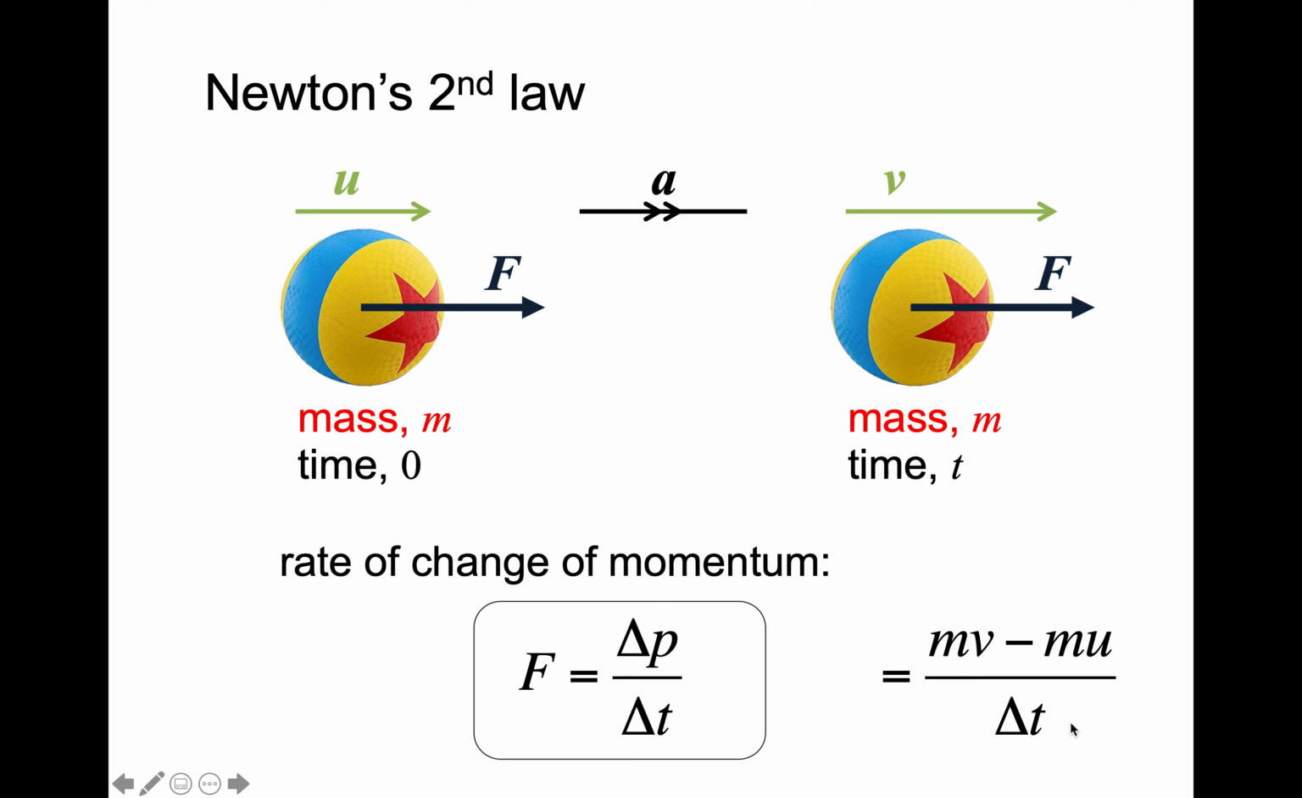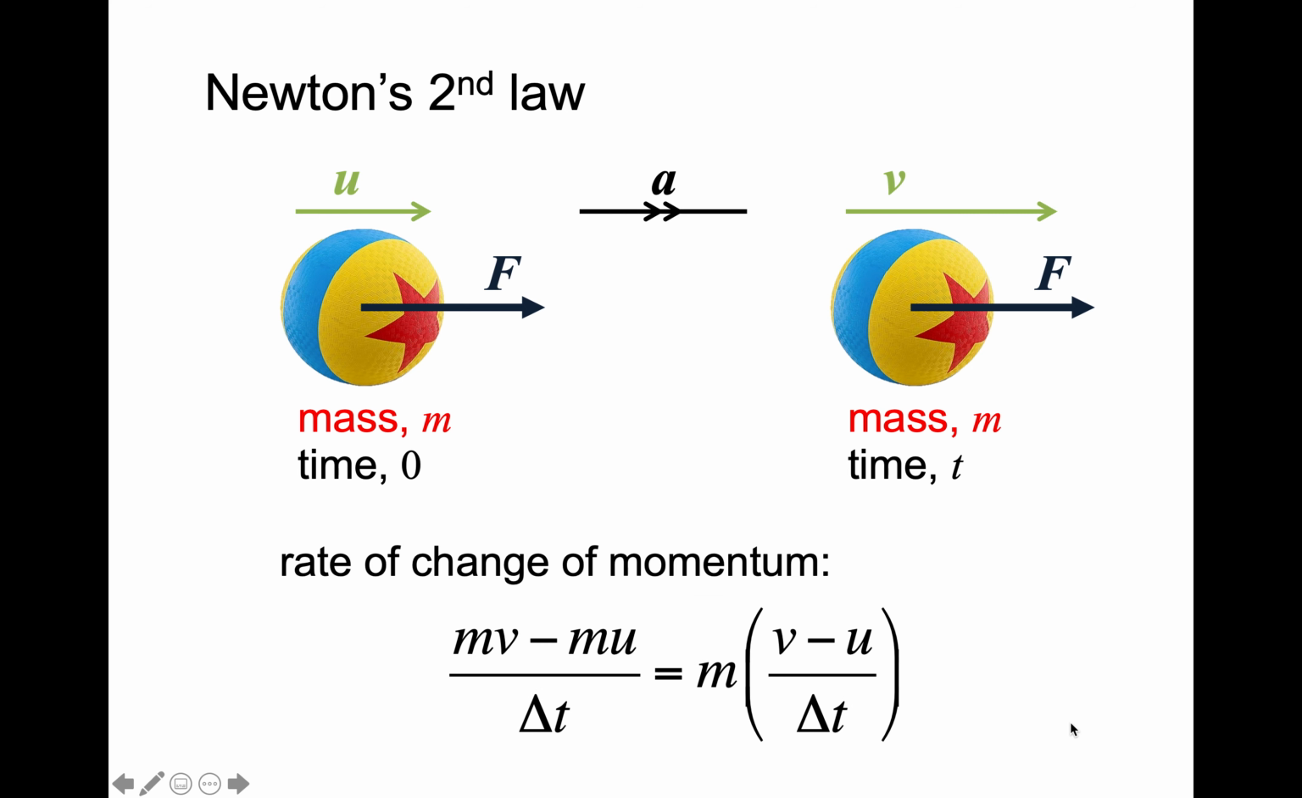Now we can do something interesting with this equation to give you a different version of Newton's second law, which might be more useful in many situations. If we have mv minus mu, the change in momentum, divided by delta t, then given one assumption, we can pull out m and have v minus u divided by delta t. Now, what was the assumption? The assumption, and this is important, is that mass stays constant. And in the case of a ball here, that's pretty obviously true.